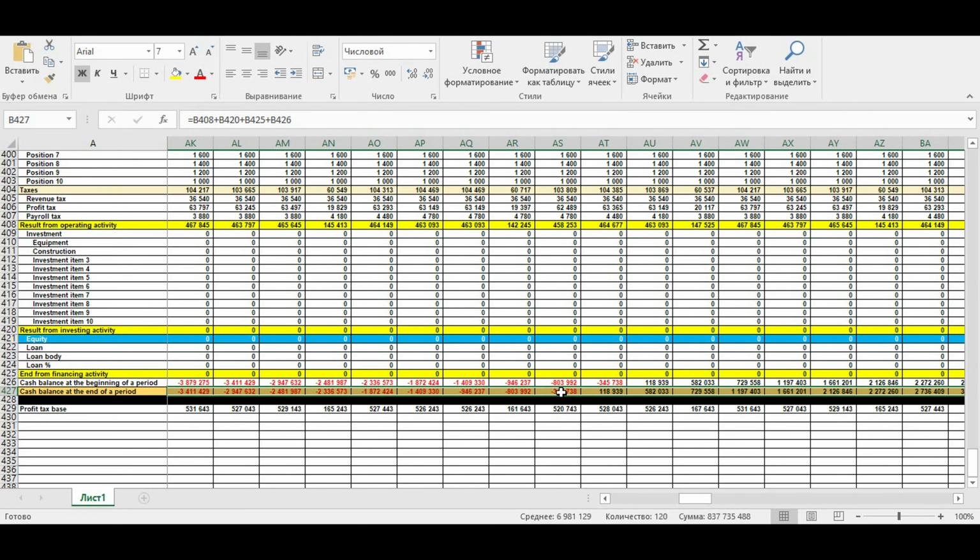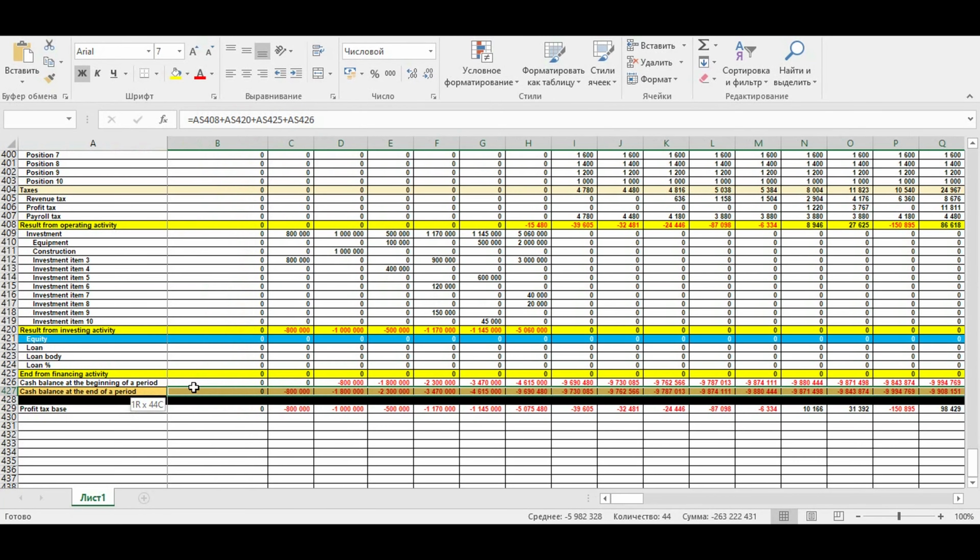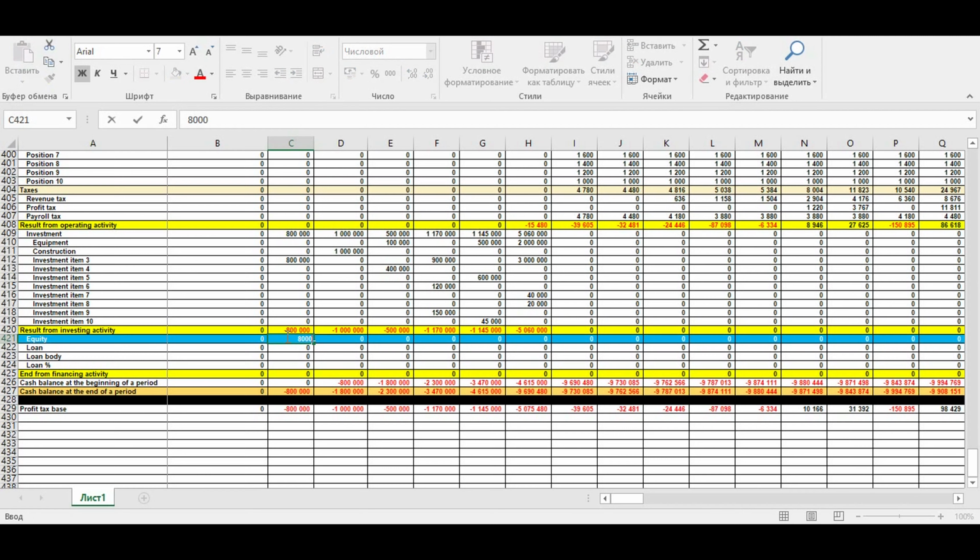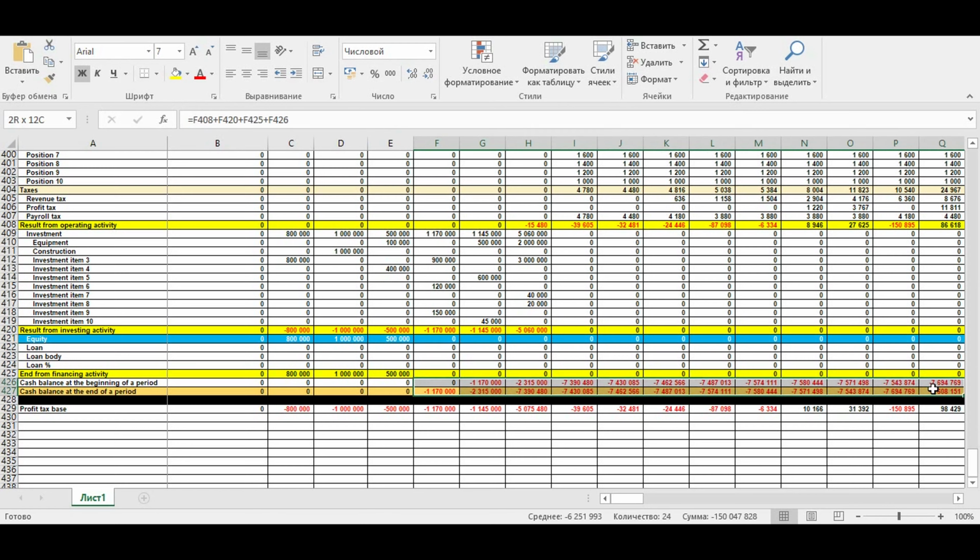So here we see that during this period the cash balance at the end of the period is negative. So what we are doing: we see a minus here, and we take our money to finance the business. Then we see minus here, and then again minus here, and so on.